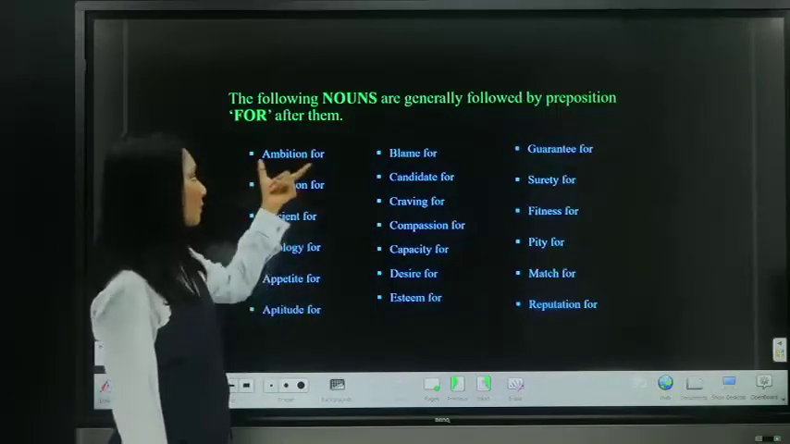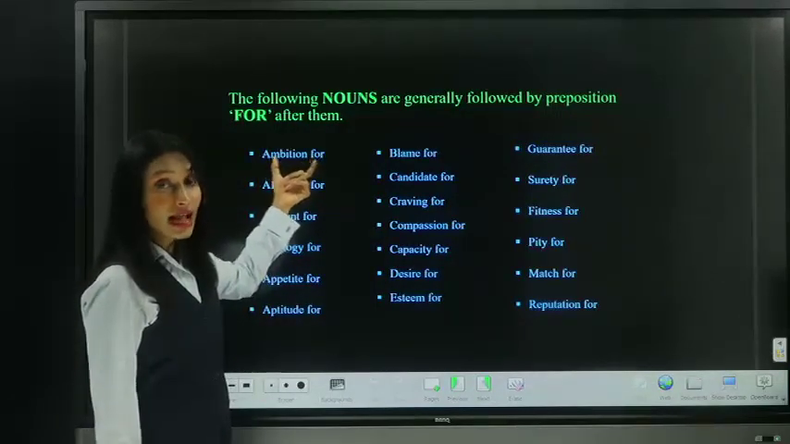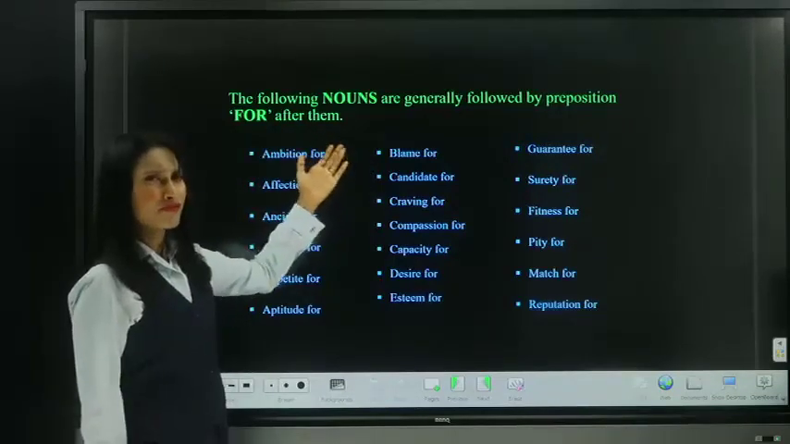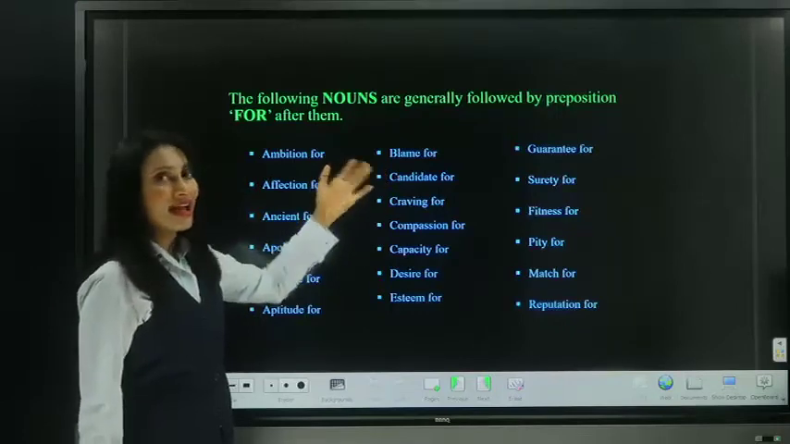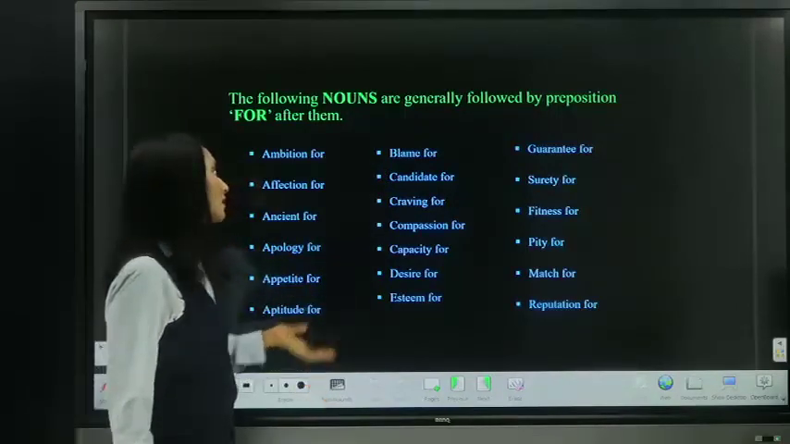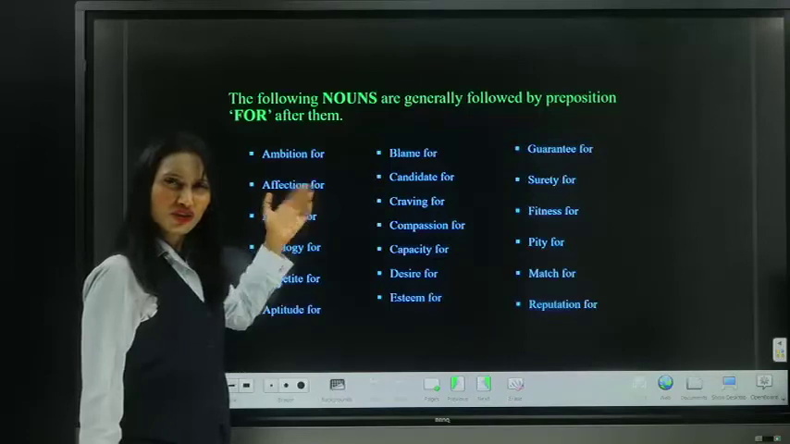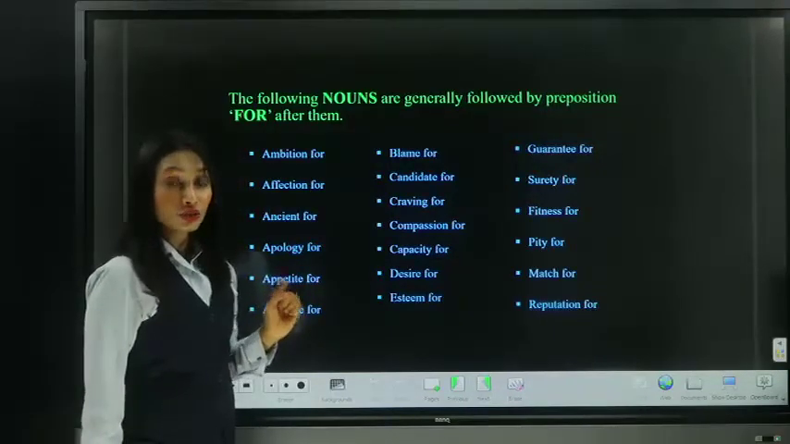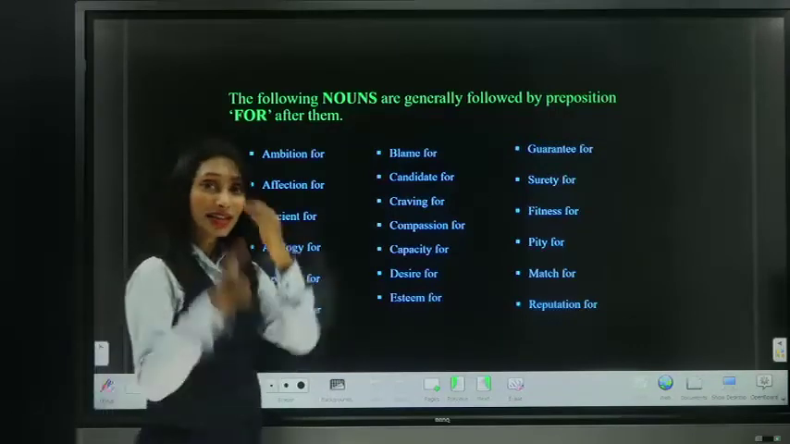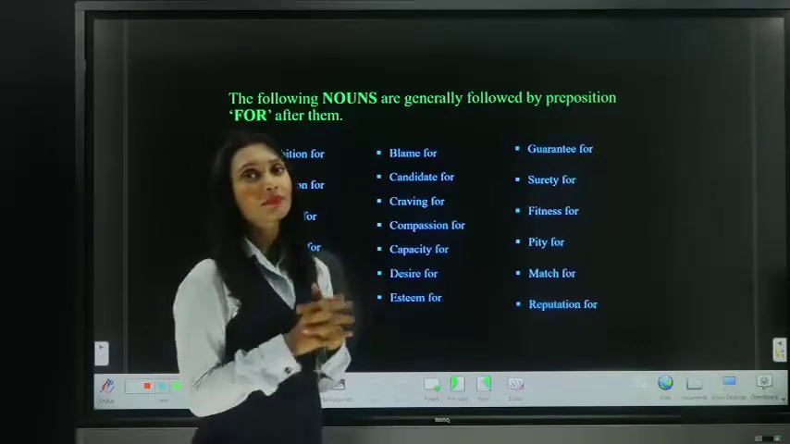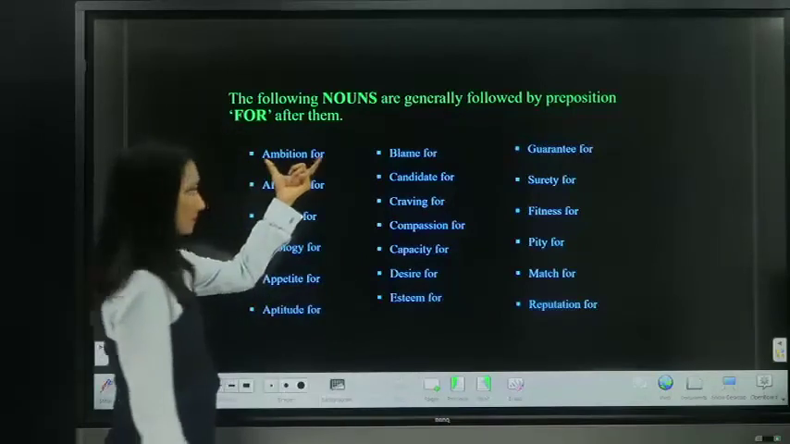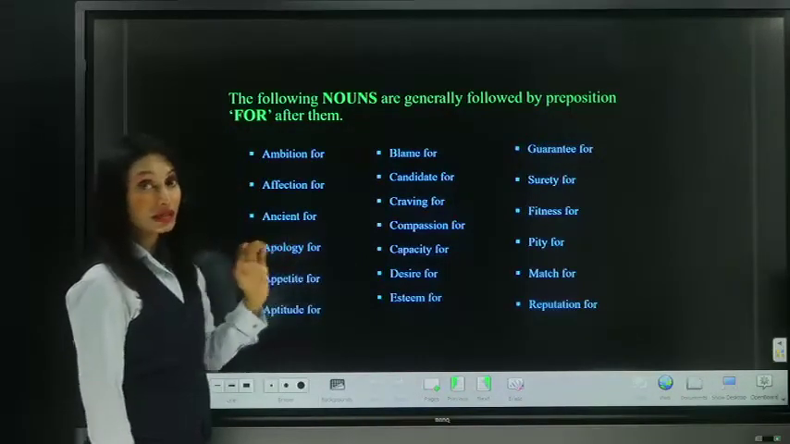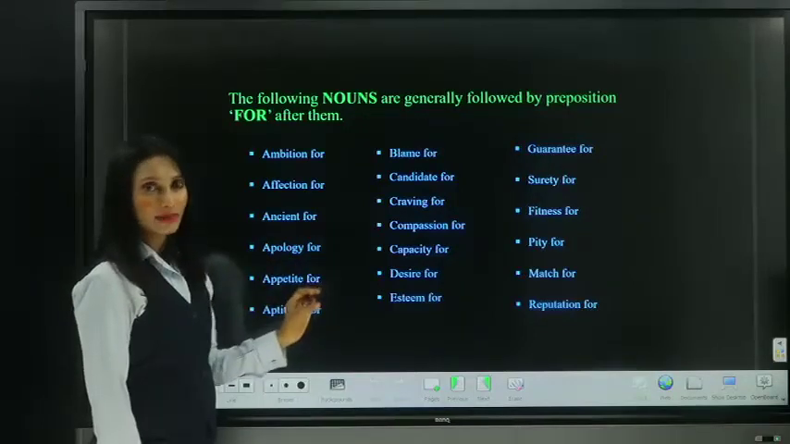For example, you should have a great ambition for your life. Do not blame him for that mistake. I cannot give you guarantee for this. Do not have much affection for worldly things. Like that, you can make some examples. Again, I'm telling you, you can remember them only through examples. So guys, take one, write an example. Take the second one, frame an example. Only that way will you be able to remember well.